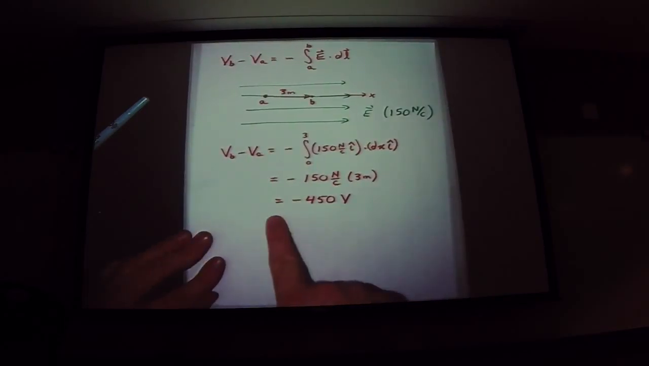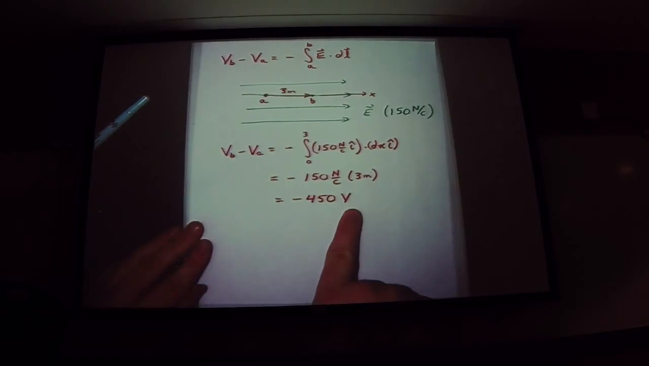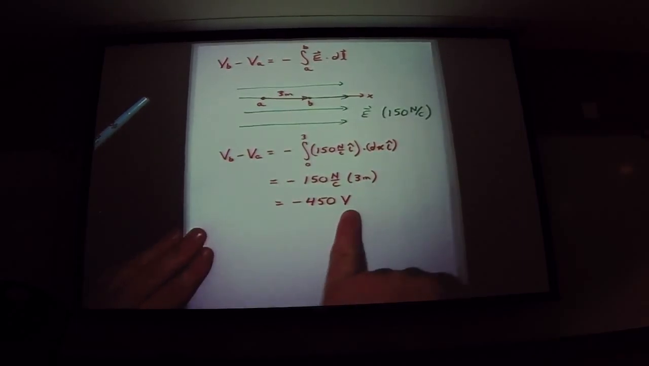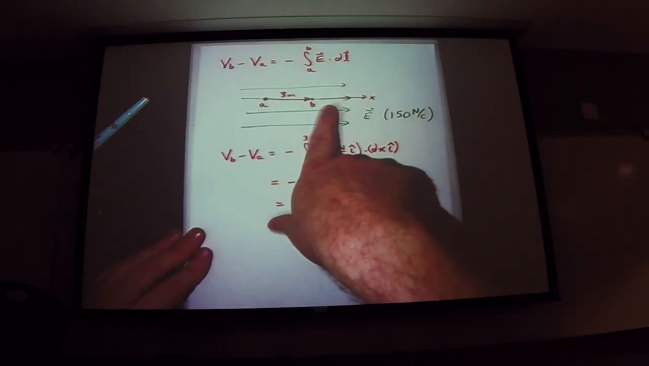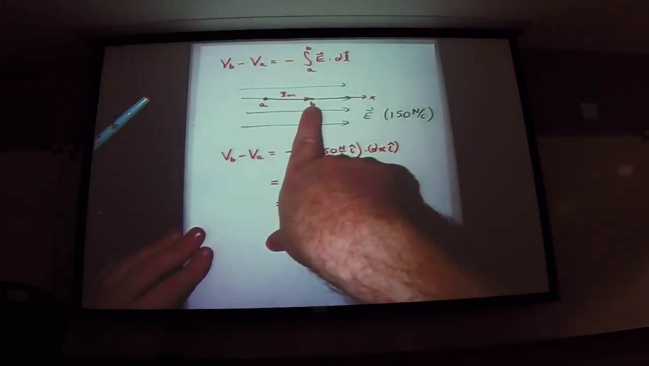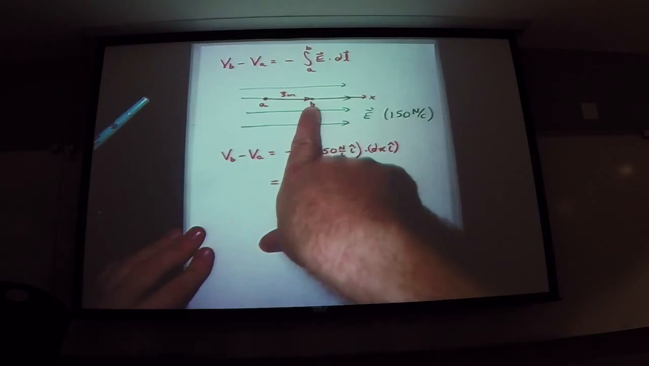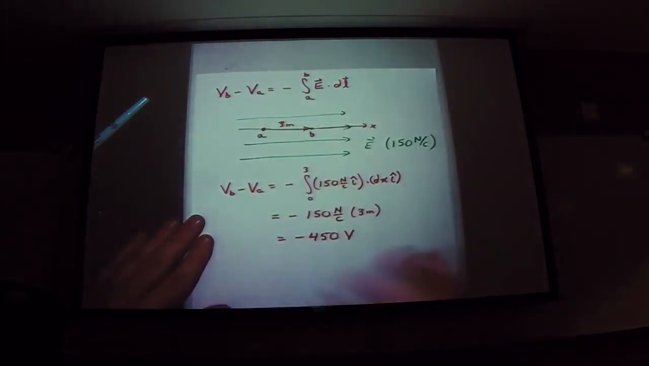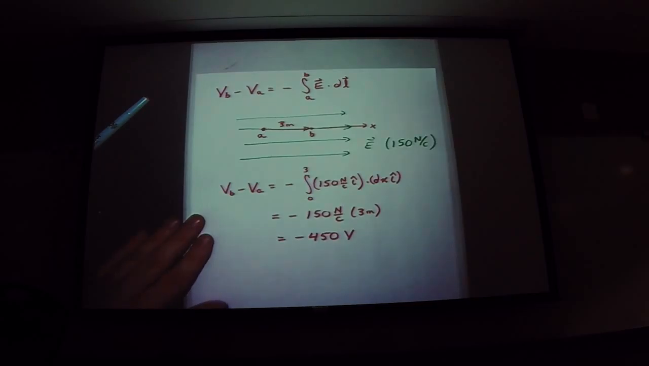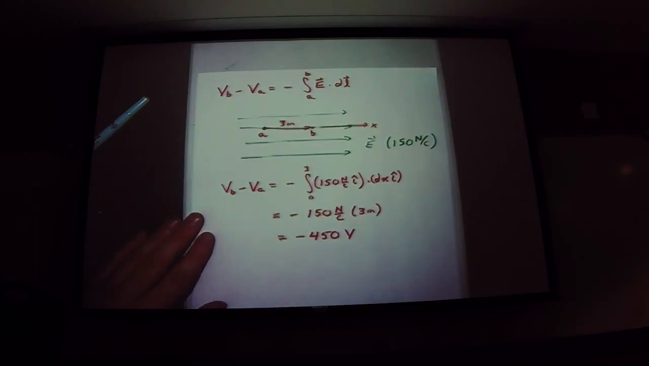If it's negative 450 volts, the voltage is dropping from A to B. Okay. This formula tells you that if you move along the electric field, you are decreasing your voltage. If you move against the electric field, you're increasing your voltage.